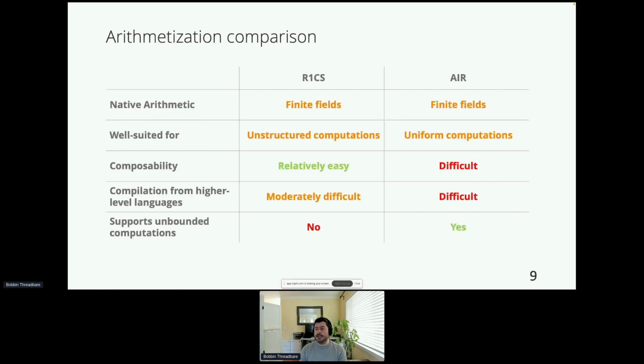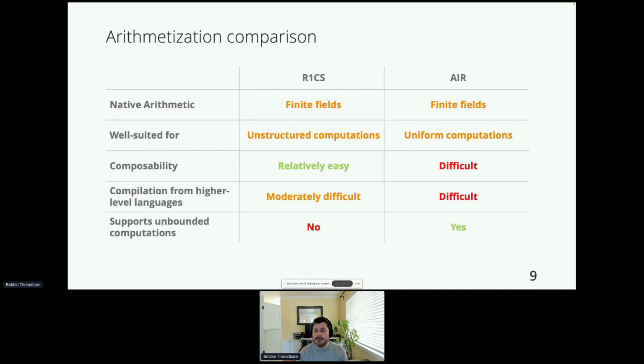One advantage that AIR has over R1CS is that you can describe potentially unbounded computations with AIR, meaning once you have this kernel of a repeated computation, you're not bounded by how many steps you want to apply it for. I mean, there are some theoretical bounds within a given field, but for practical purposes, you can say it can be applied for billions and trillions and 2 to the 64 times, whatever. All right.